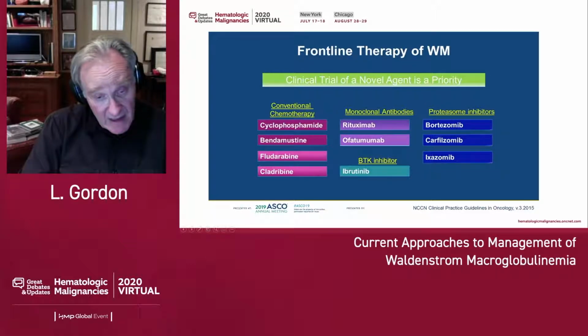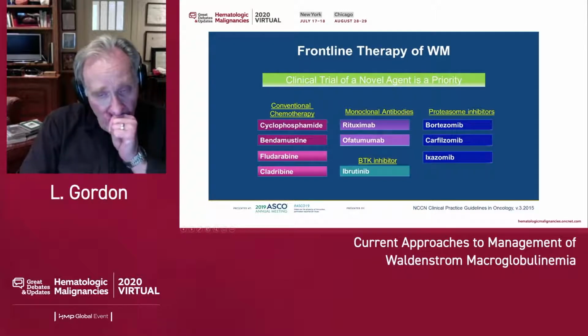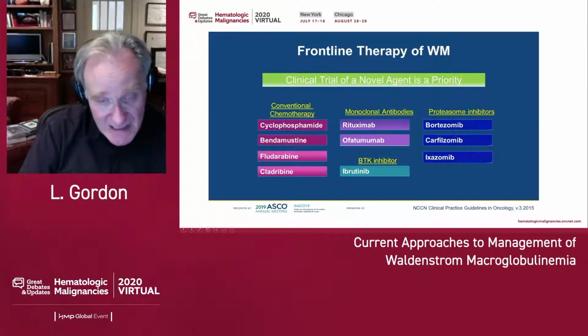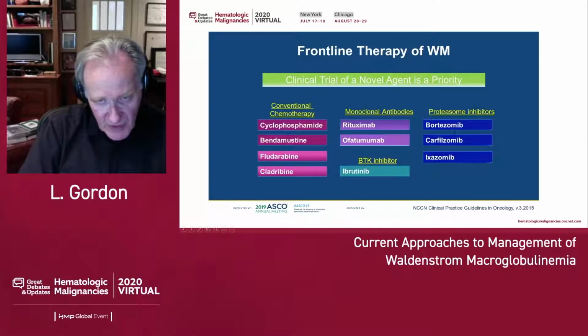And then a BTK inhibitor, Ibrutinib, and this will be the subject of some of what we're going to talk about. Proteasome inhibitors still have a role. Bortezomib, carfilzomib, and ixazomib as the oral proteasome inhibitor may have some role to play and probably can be studied in clinical trials.